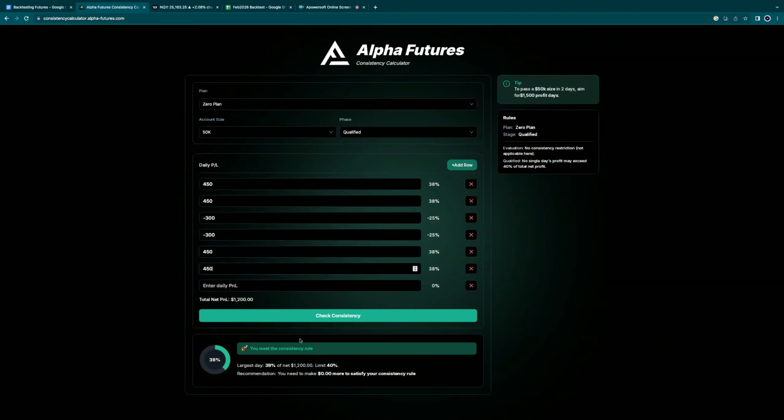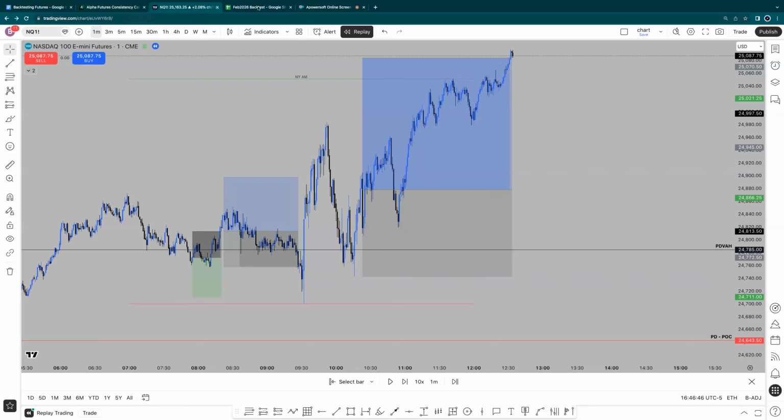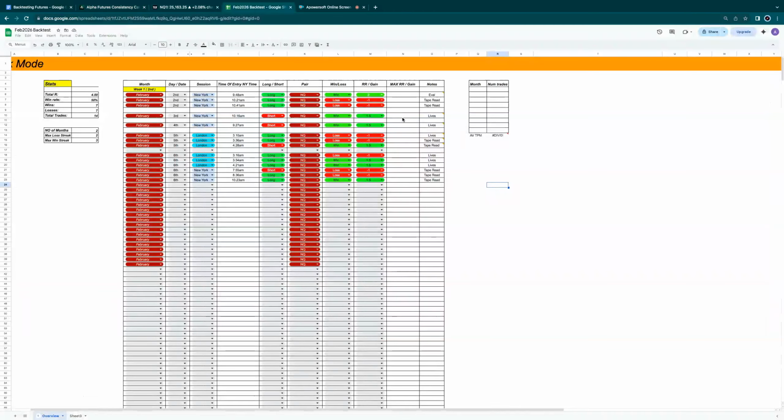Right, so we would bet the consistency rule would have been made, okay, but the problem there is we wouldn't have hit the trading days because we've taken a win on the 3rd, a win on the 4th. We made 0.5% on the 5th, and then 2% on the 6th. Okay, so we need to make a note of that.